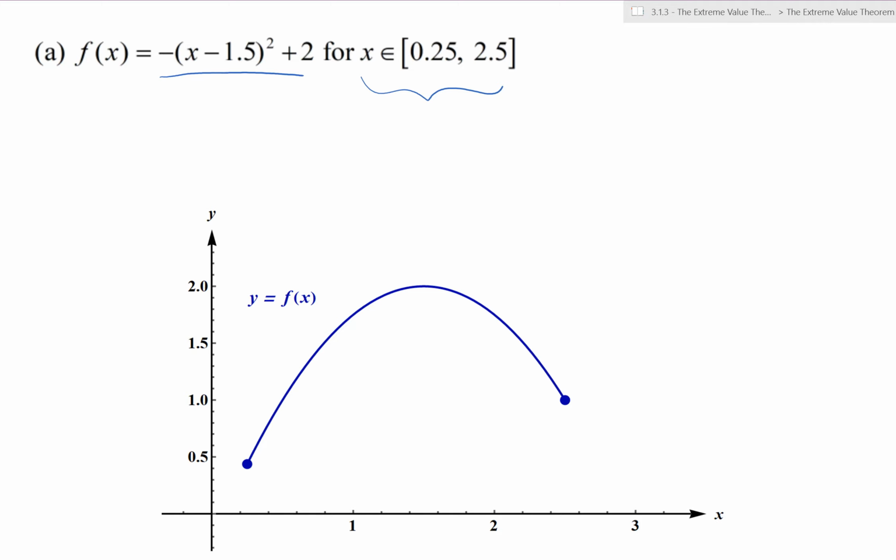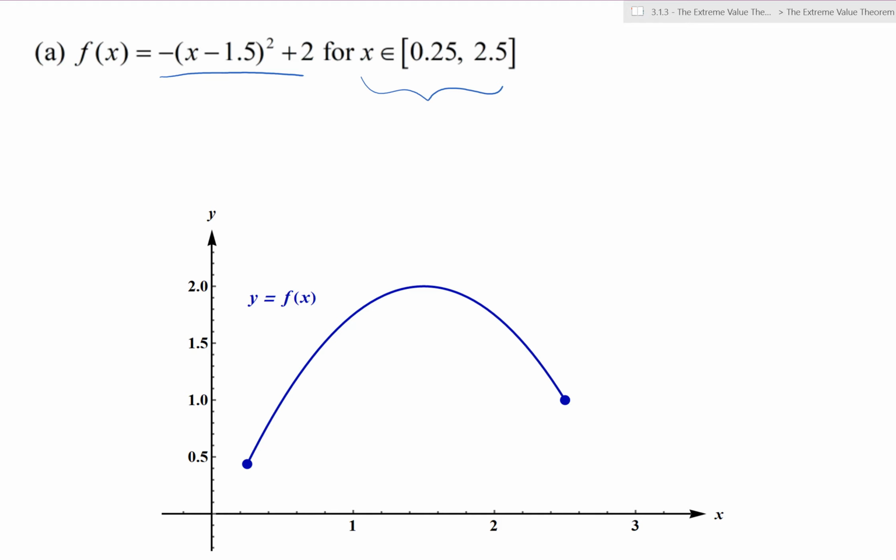Now we can see the graph given to us right here, right? It's just that part of the parabola where we've restricted the domain. And it is what it is, right? There's our beautiful looking graph. Now, the goal is to figure out what's going on with the global extrema.